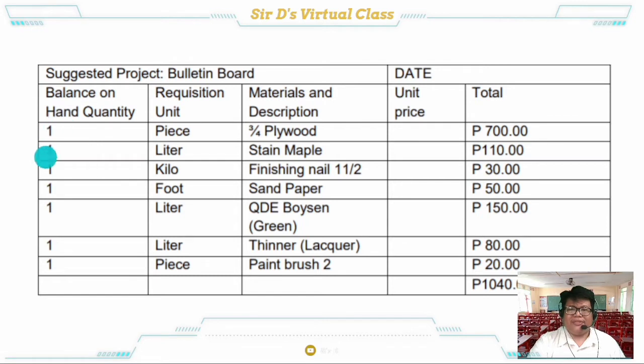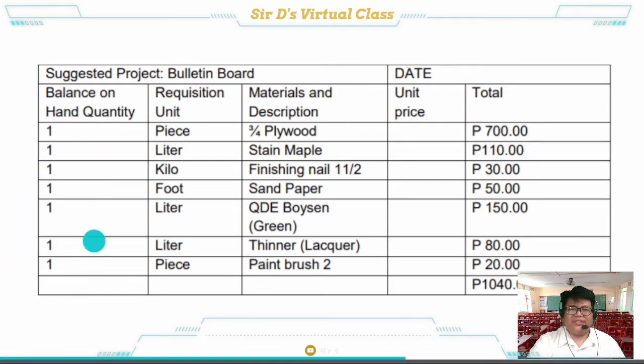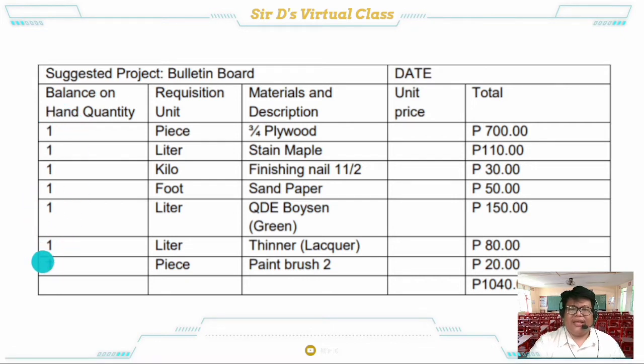First is we have the quantity. This pertains to the amount or number of materials to be purchased. Next, we have the unit. This pertains to the measure of the materials. It can be in piece, liter, kilo, foot, and so forth. Next column is the description. This indicates the detailed name of the materials, and as I've said, even the brand and color or specification. 3/4 plywood, stained maple, finishing nail 1 1/2, sandpaper, QDE Boysen, thinner, and then paintbrush, size 2.